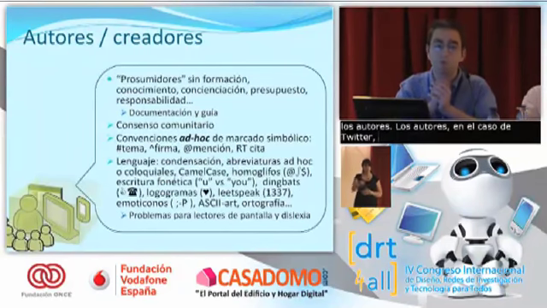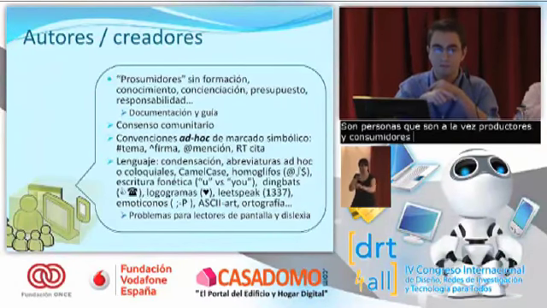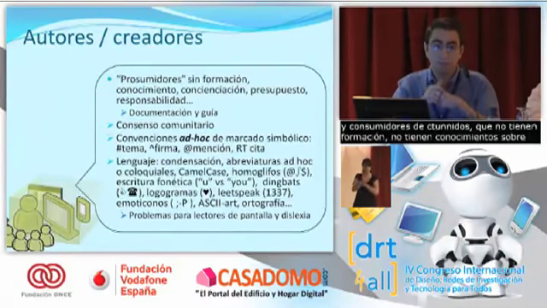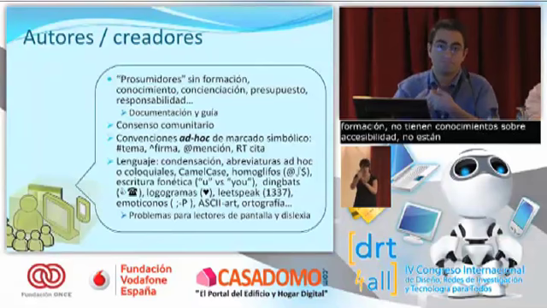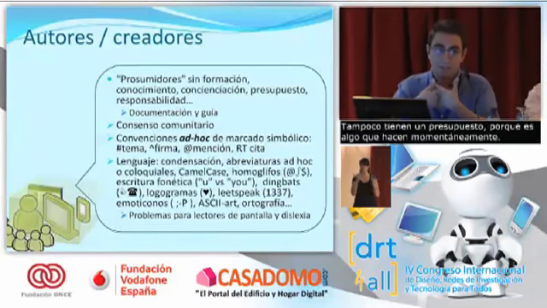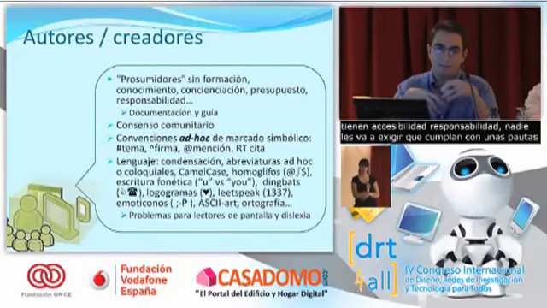In the case of Twitter, they are what we call prosumers. They are producers and consumers. They have no concept, no knowledge of accessibility, they are not aware of that. They do not have a budget either, because they do it right there. They have no responsibility. No one is going to demand that they abide by certain requirements.